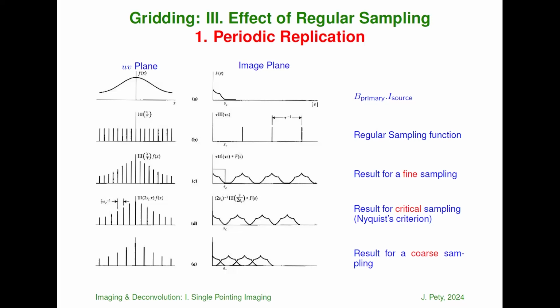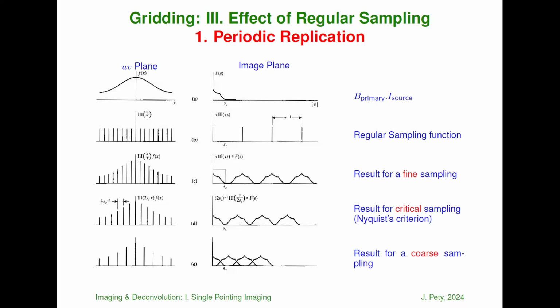And the important property of this other comb is that the distance between two teeth of this comb is inversely proportional to the distance in the UV plane. Okay? So, making the convolution of those two functions will deliver this.